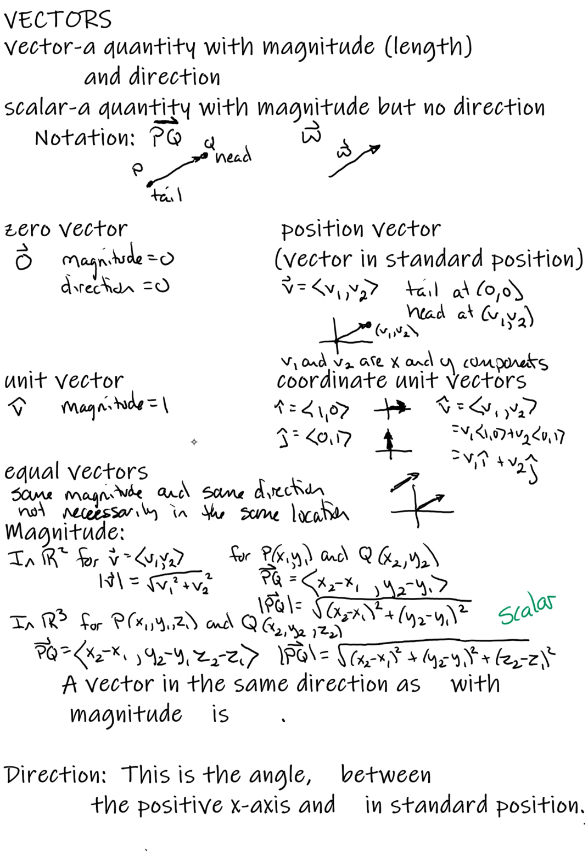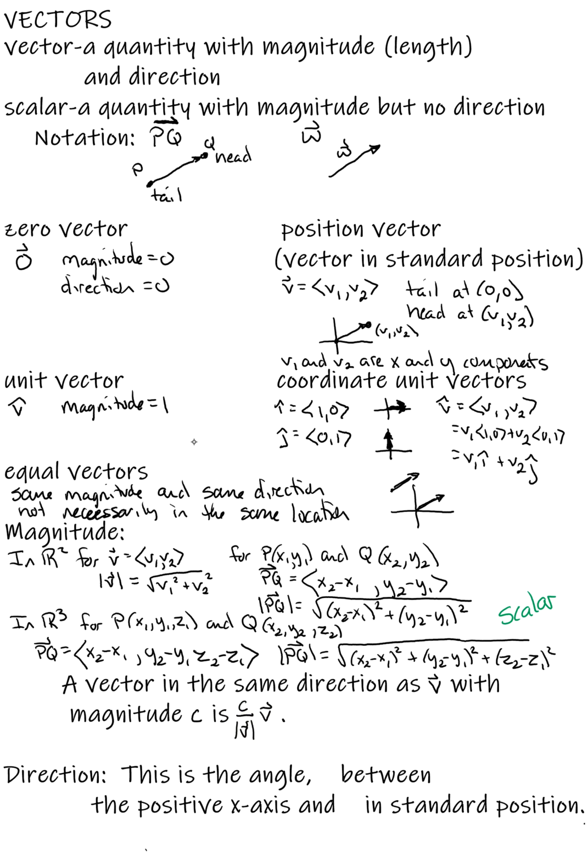All right, a vector in the same direction as vector v with magnitude c can be found by taking c, dividing it by the magnitude of v, because that's a scalar value, and then multiplying it by vector v. So if I want a vector in the direction of v but with a different magnitude, different length, this is how we find it. We use this little formula here.